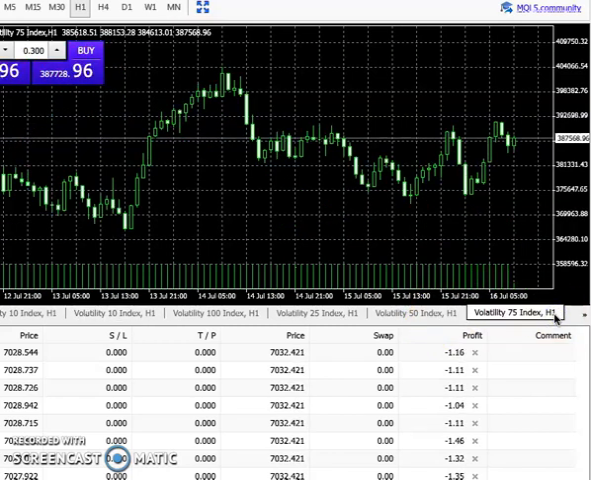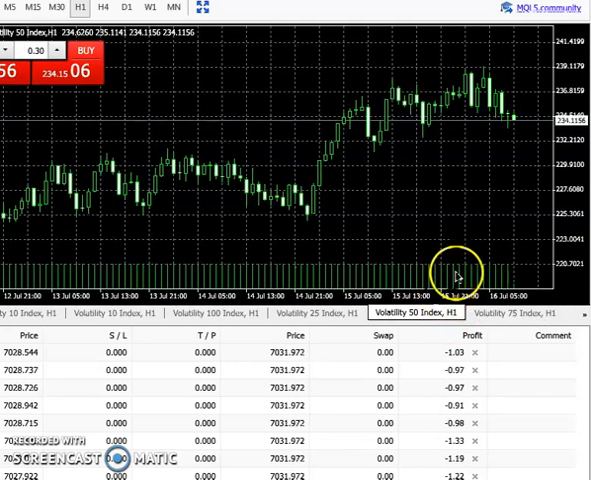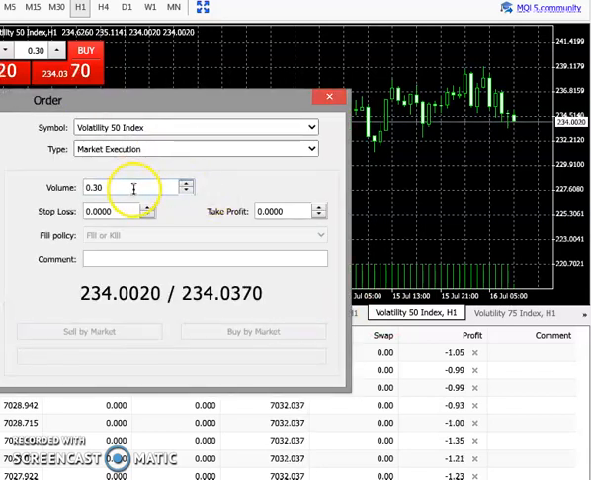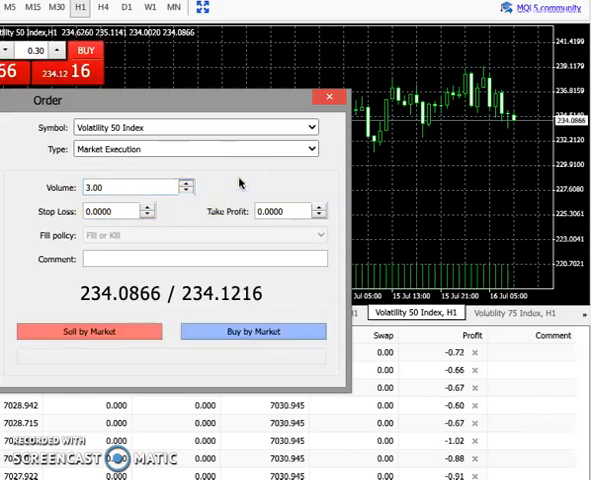I see V75 is on a buy because it's at the bottom of the wick. V50, you can sell that. Okay, lowest lot. I just want to show you, all of the V indices have different lot sizes. So if you want to open V50, you won't be able to open it on 0.30, also not even on 1. No, it actually opens on 3. You understand?